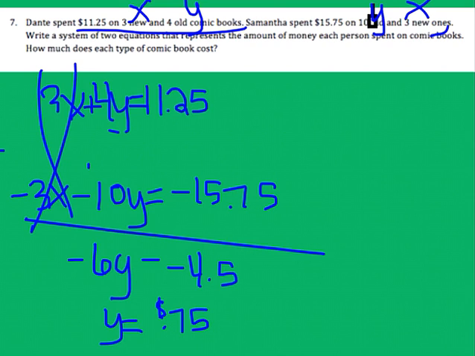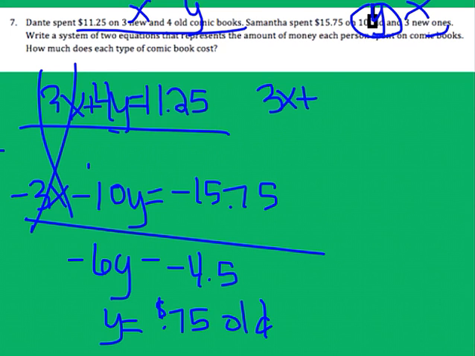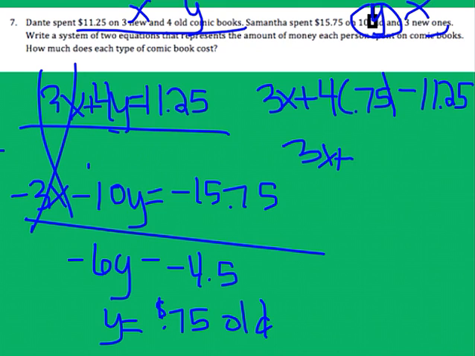Now remember that y represents the old comic books, so that's the price for old comic books. So now I'm going to plug it back in up here to see what it costs for new. I'm going to take my y out and put 75 cents in instead, and that needs to equal $11.25. So then here I get 3x, and then 4 times 0.75 is going to give me 3, and that's equal to $11.25.